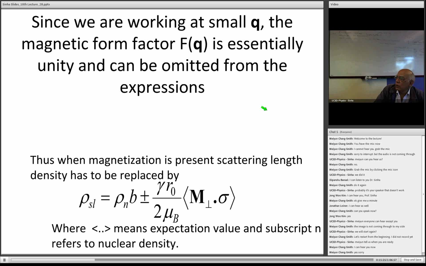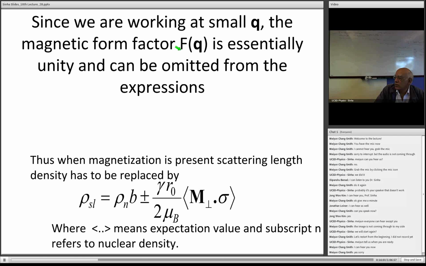Now, since specular reflectivity measures everything at relatively small wave vector transfer, we're working close to the origin of reciprocal space, and the magnetic form factor that was defined in earlier lectures is essentially unity at small q, and can often be omitted from the expressions. So in principle, it's there because every atom that's contributing to the magnetic scattering has a distribution of magnetization whose Fourier transform is f of q.